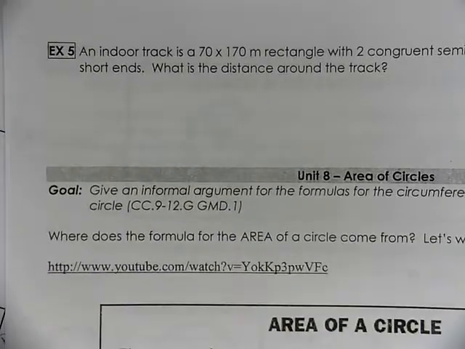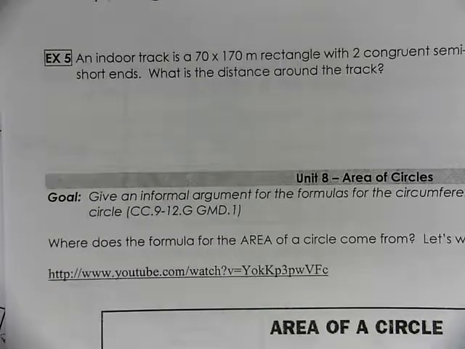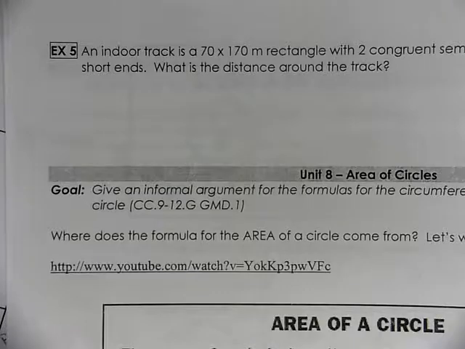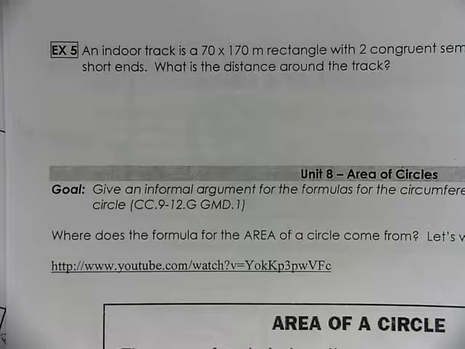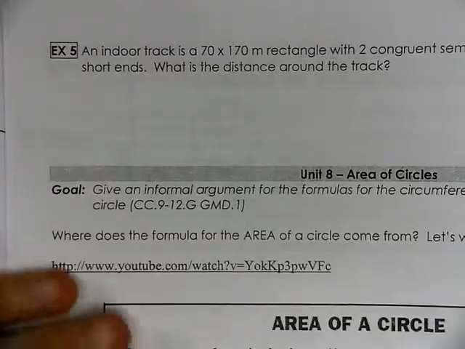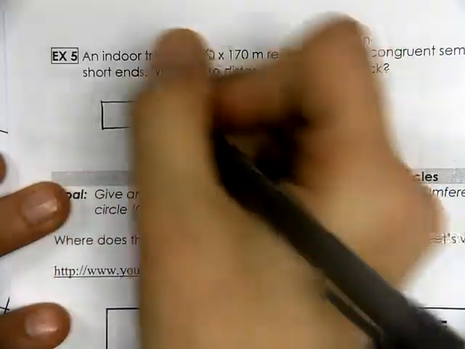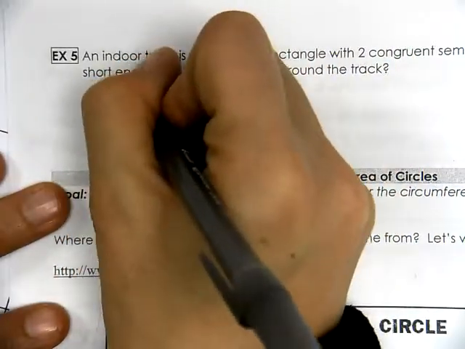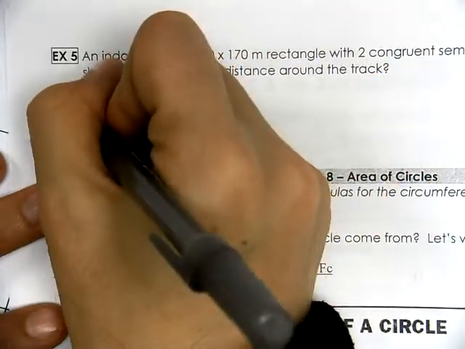Everybody's run around a track before, right? You all have taken gym. An indoor track we have is a 70 by 170 meter rectangle with 2 congruent semicircles. The semicircle is just half a circle on each of the short ends. What is the distance around the track? So the track kind of looks like this. You've got a rectangle that's 70 by 170, and then you've got 2 half circles on either end.